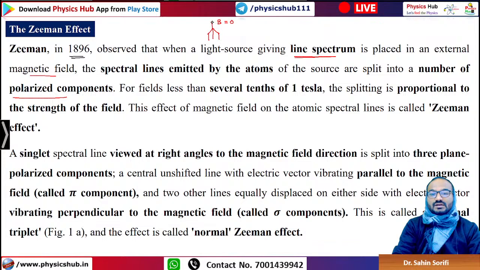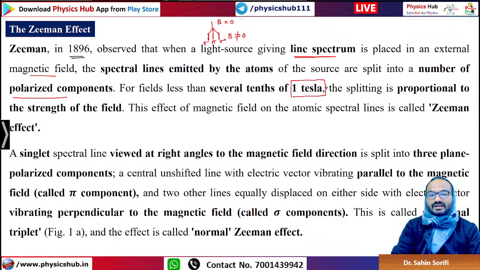So if this is the scenario of B equals 0, and this is B not equal to 0, in simple terms, you can understand it as a number of polarized components. The polarization state of these three lines may be different: pi, or sigma plus, sigma minus, and so on. We'll discuss what these polarized components are later. For fields less than several tenths of 1 Tesla, what is the amount of magnetic field required to observe the Zeeman effect? It is around 1 Tesla or less, maybe 1 millitesla also, so in between 1 millitesla to 1 Tesla.